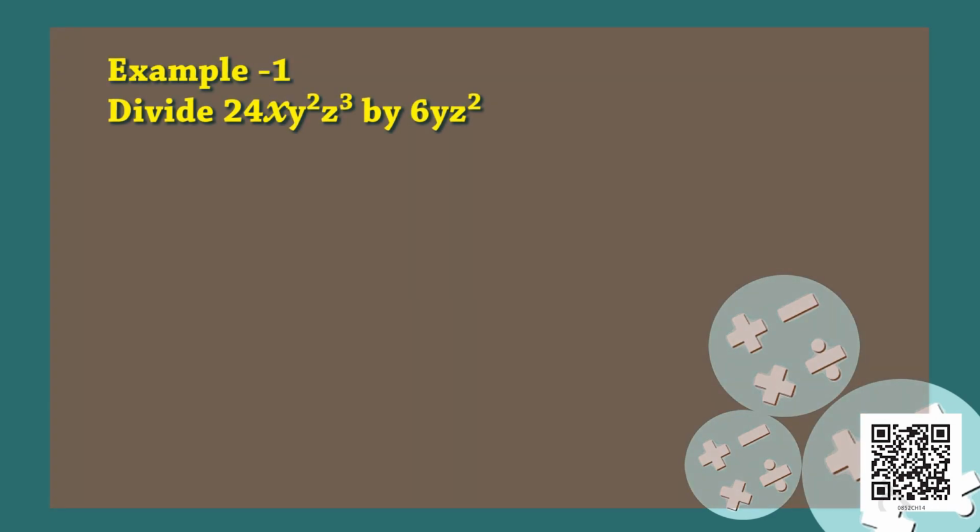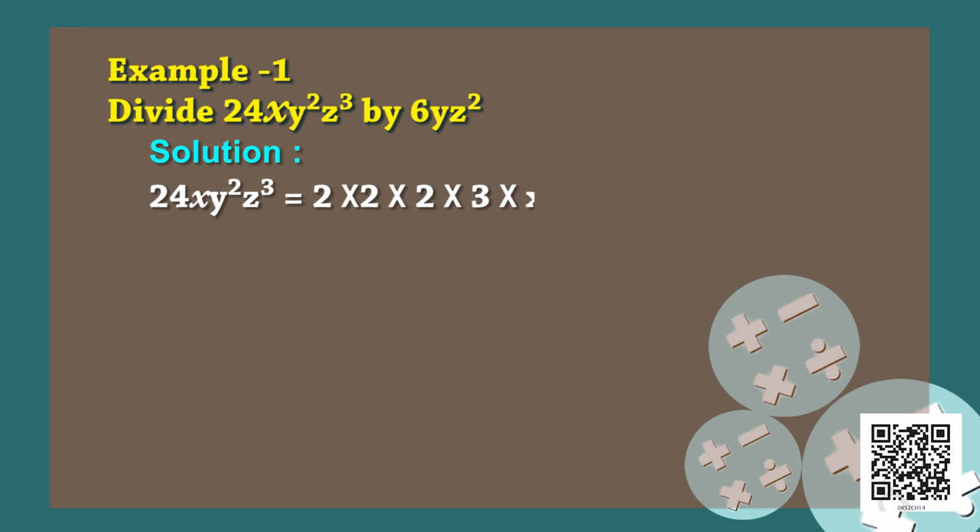Example 1: divide 24x y square z cube by 6y z square. First, we write both the given terms in the irreducible form. Look at 24x y square z cube is equal to: 24 can be written in the irreducible form as 2 into 2 into 2 into 3 into x into y square, which is y into y, and z cube is z into z into z.